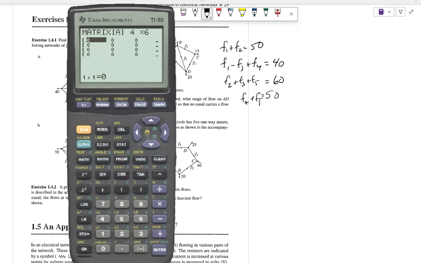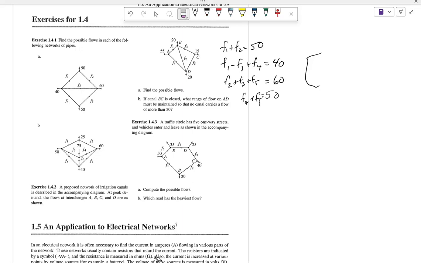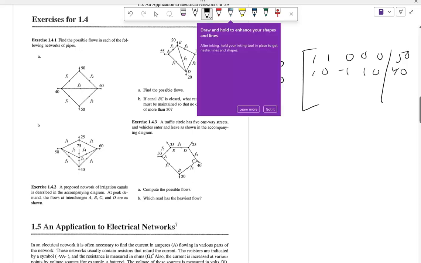What's the first row going to look like as we go across? What are your entries in the first row going to be for your matrix? 1, 1, 0, 0, 0. Okay, good. 1, 1, 0, 0, 0, and then 50. Second row: 1, 0, 1, 0. Good. I'll write these down as we go along. So our first row was 1, 1, 0, 0, 0, 50. The second one was 1, 0, negative 1, 1, 0, 40.